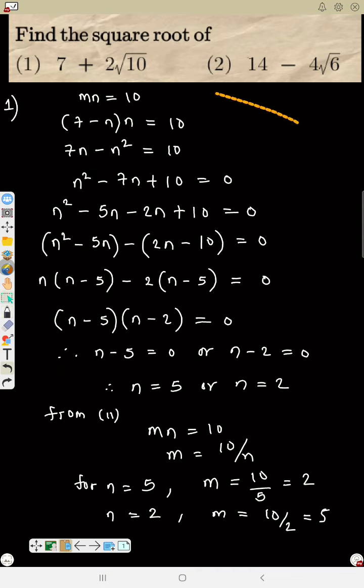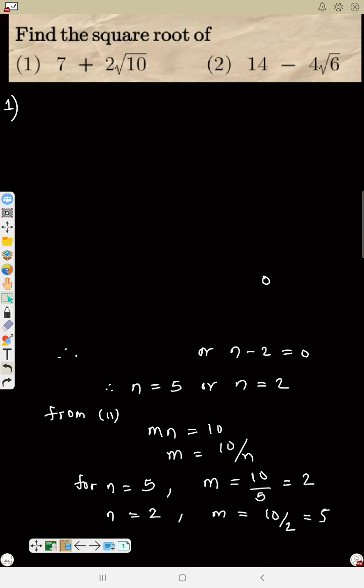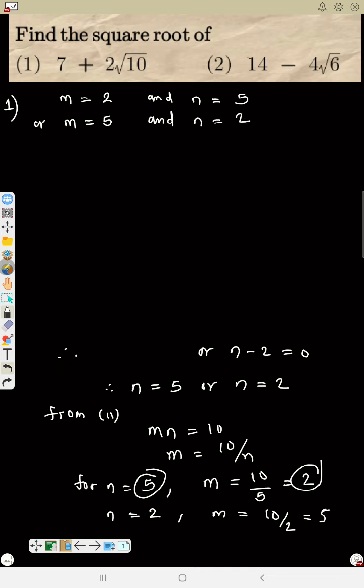That means we have found our answer from the simultaneous equation for both m and n. So finally, when n is 5, m is 2, or m equals 5 and n equals 2.